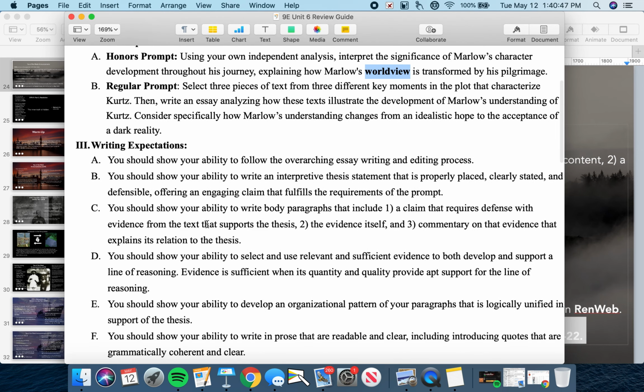You should show your ability to write body paragraphs that include assertions or topic sentences that are relevant interpretations or relevant claims that help support your central claim. So you could think of it like this: your overall central claim is what articulates how Marlowe's worldview transforms overall, and your topic sentence for your body paragraphs is going to claim how in this particular portion of his journey his worldview is expressed. Then you're going to transition into another analysis, watching how it develops or transforms. Very similarly for the regular prompt, how does this particular piece of text illustrate Marlowe's understanding of Kurtz at this particular moment in his journey?